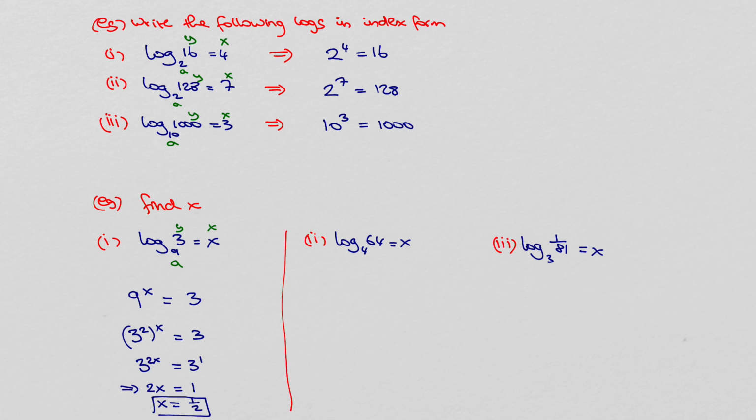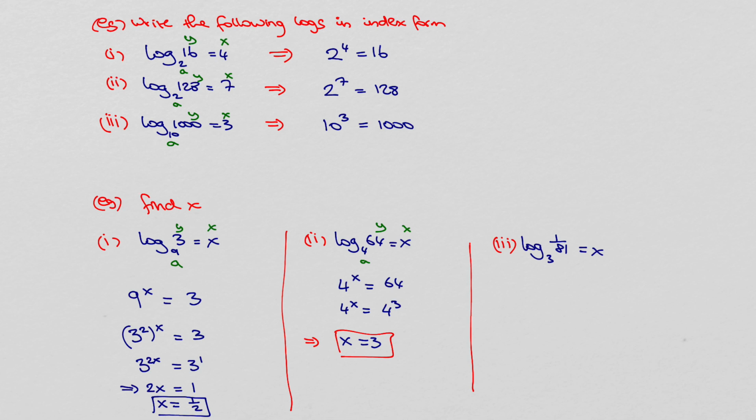If I do the same for the next one then, again, base a is 4, y is going to be 64, and x is x. So if we change that from log back to index form, we have a to the power of x equals 64. Well, if I make both sides base 4, well, we have 4 to the power of 3 is 64. And then by equating the powers, x must equal 3. So again, what that means is that log 64 to the base 4 has a value of 3.